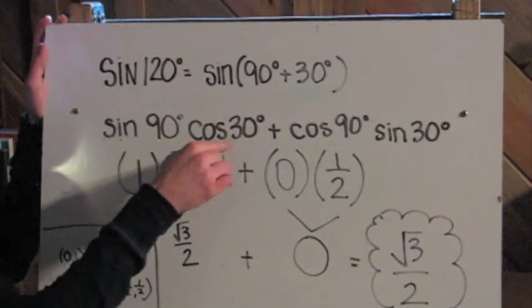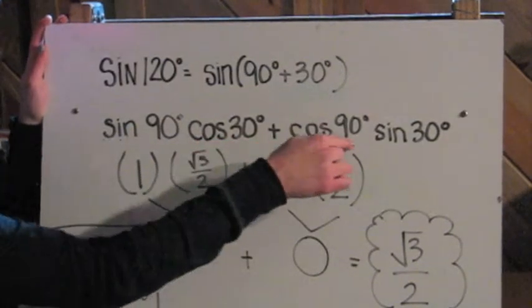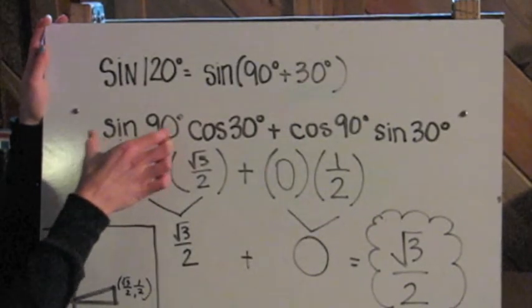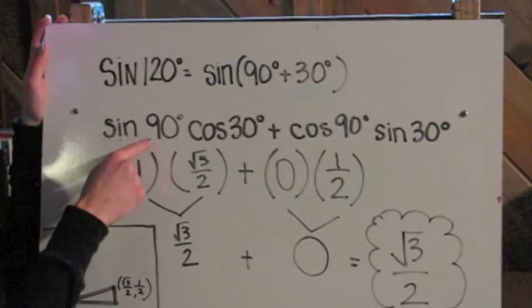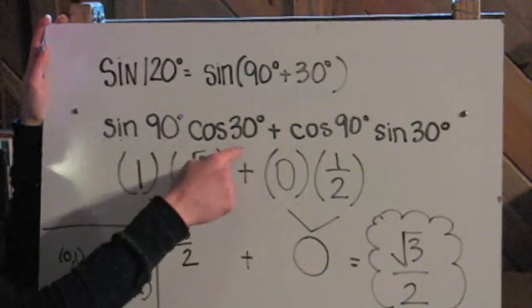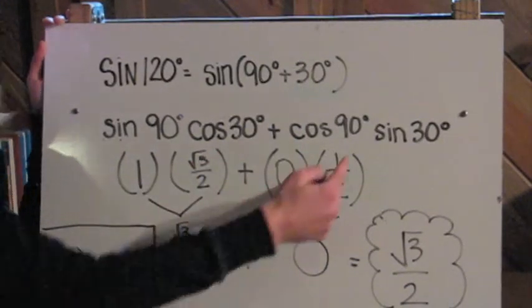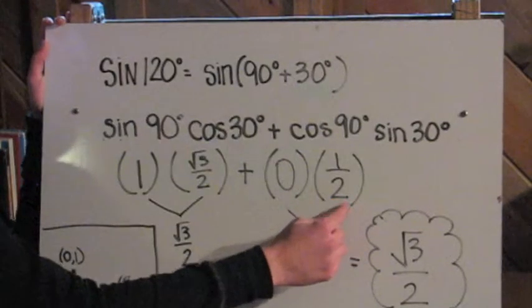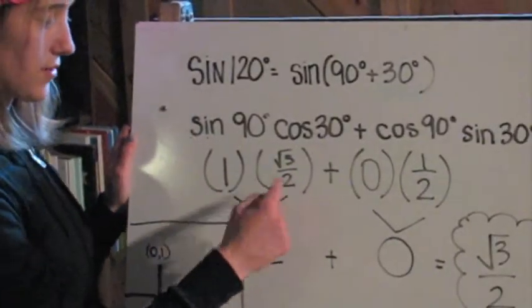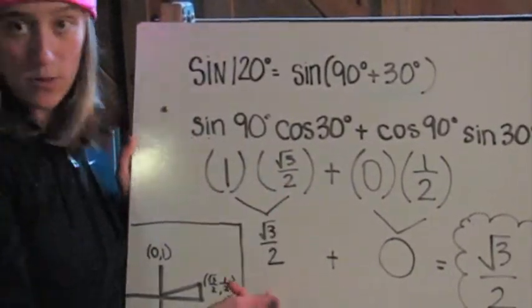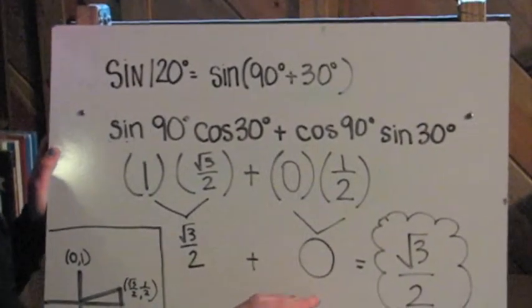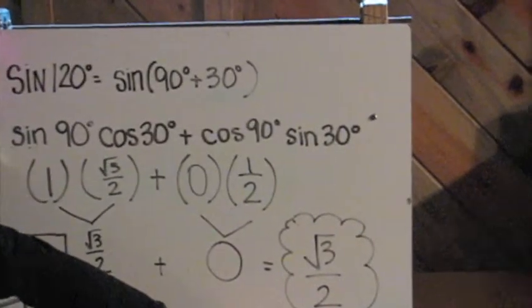Sine 90 cosine 30 plus cosine 90 sine 30. Then you find what these values are on your unit circle. Sine 90 is 1, cosine 30 is root 3 over 2, cosine 90 is 0, and sine 30 is 1/2. Then you multiply these values, which in this case is root 3 over 2 plus 0. And then you add it up, and that's the answer, root 3 over 2.